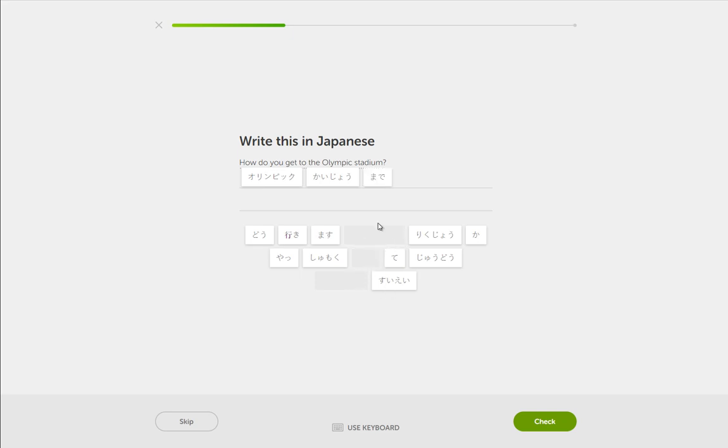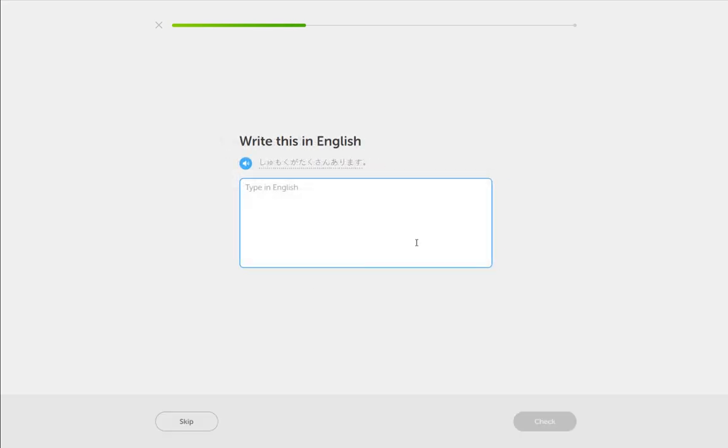Made, that's two in this case, until. Doyatte ikimasu. So how do you go? Doyatte ikimasu. Ka. Ka is a question mark in Japanese. Shumoku ga takusan arimasu. So again, there are many events. We had this before.